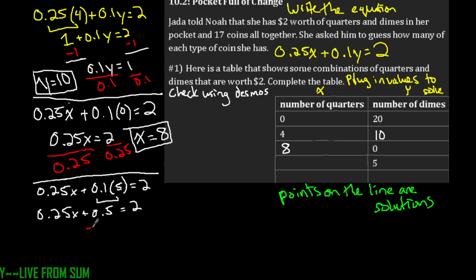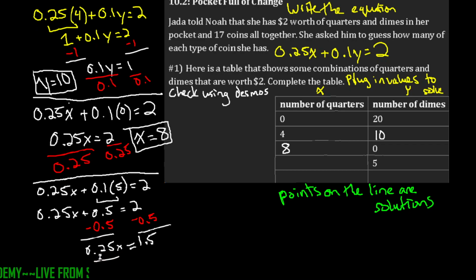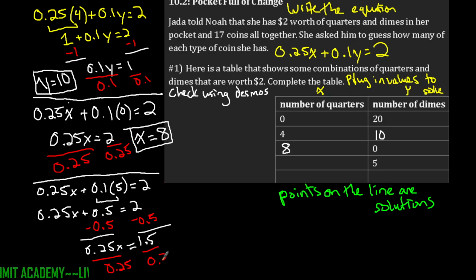Two-step equation, I'm trying to get x by itself, so I'm going to subtract 0.5 from both sides. And so now I have 0.25 times x equals 1.5. Last step, divide by the coefficient, so divide both sides by 0.25, I should say. And so now I can say x equals, was that 6? Yeah.